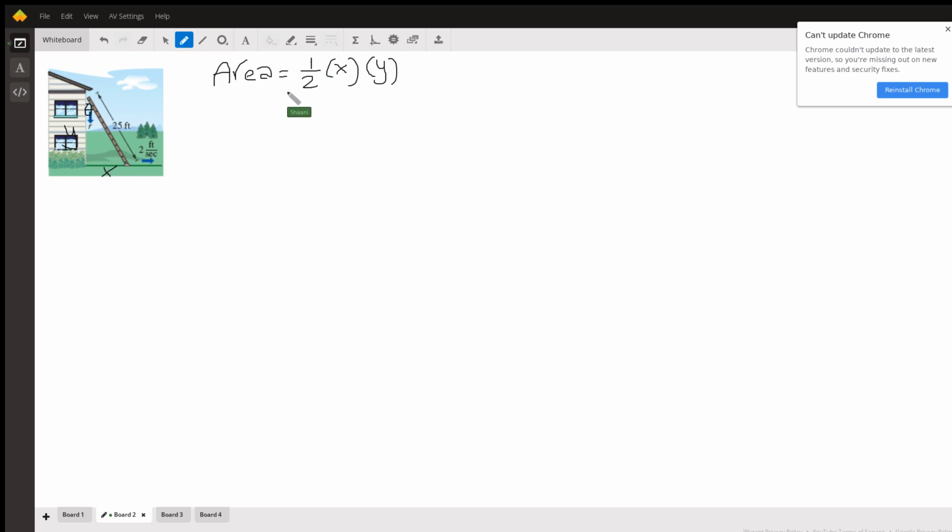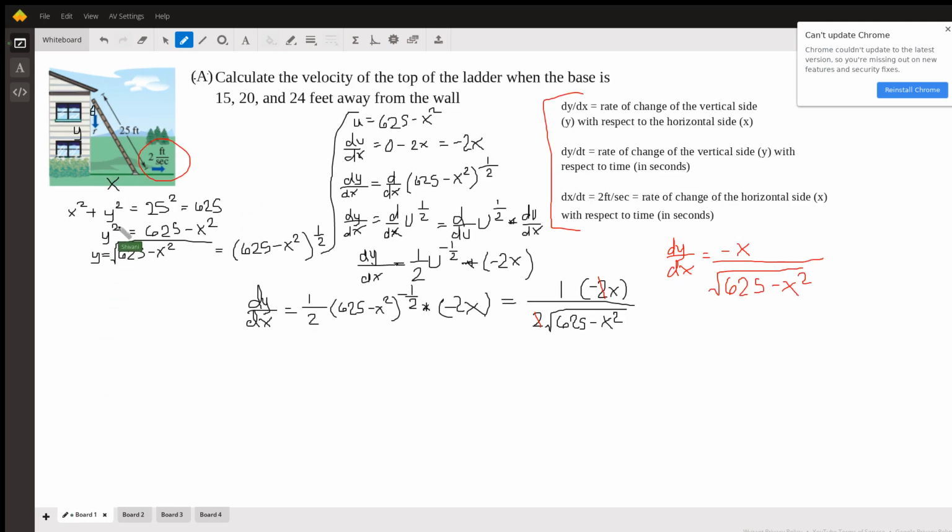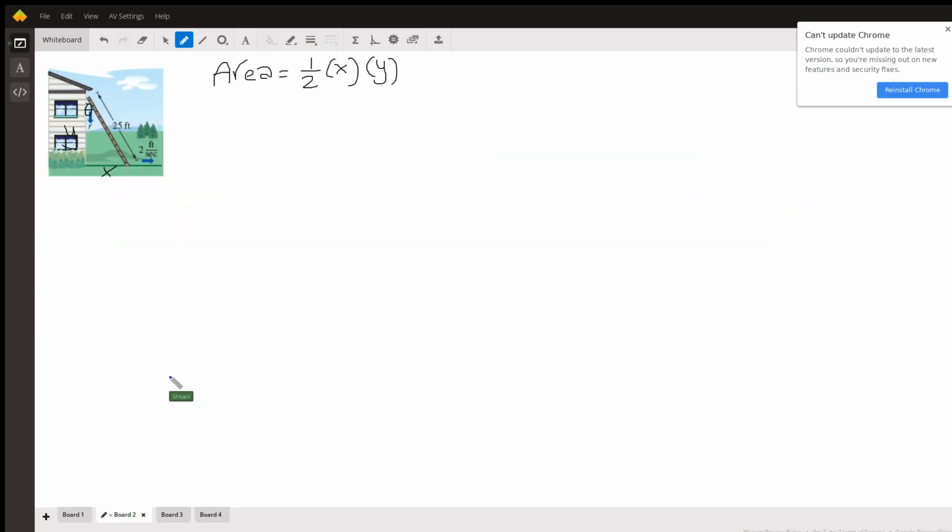So we can express the area, which we're going to call A, purely as a function of x. Now, if you recall this equation right here, x squared plus y squared is 625. We already determined an expression for y in terms of x right here, that y is equal to the square root of 625 minus x squared. So we can rewrite the area formula as follows. A is equal to 1/2 times x times the square root of 625 minus x squared, because we substituted that expression for y.